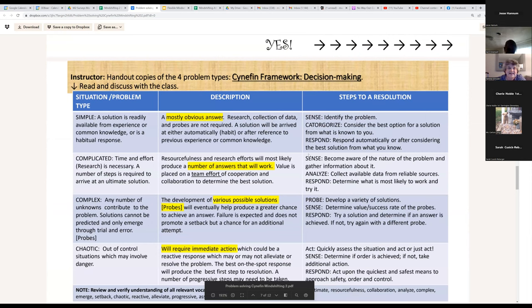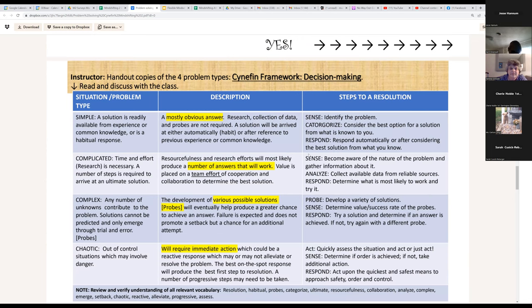All right, next page, which is the Cynefin framework for decision making, which I would hand out to the class. It basically tells you the difference between them. It's pretty much the one that you handed out, but I changed the wording to be more understandable, in particular for the students I have. At the bottom, I have words that they probably wouldn't know, the vocabulary, so I would make sure that they understood the vocabulary. We would look at this together as a class and talk about it.